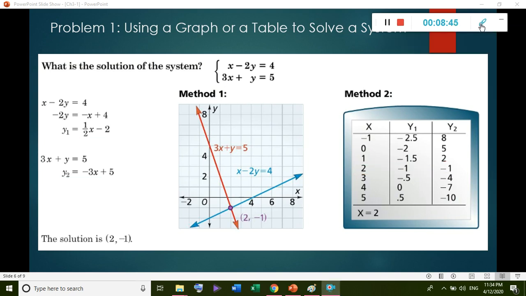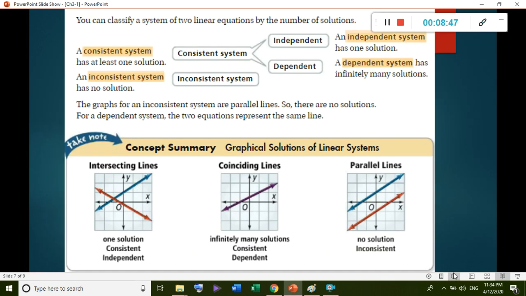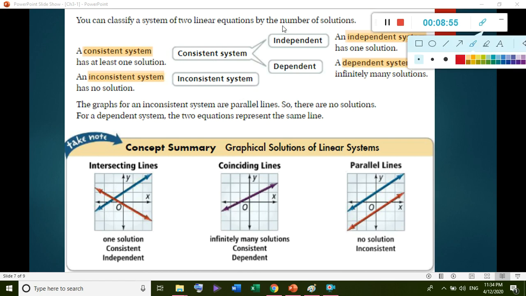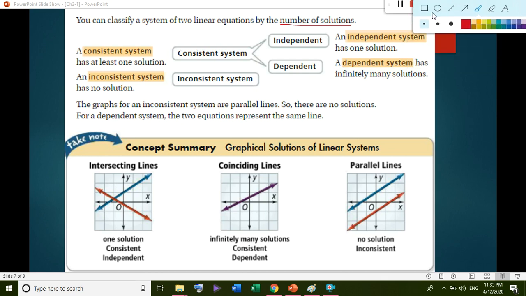Let's go to the second idea we're having here. You can classify a system of linear equations by the number of solutions. So either we're having a consistent system or we're having an inconsistent system. A consistent system has at least one solution, meaning it has one solution or more than one solution. An inconsistent system has no solutions.